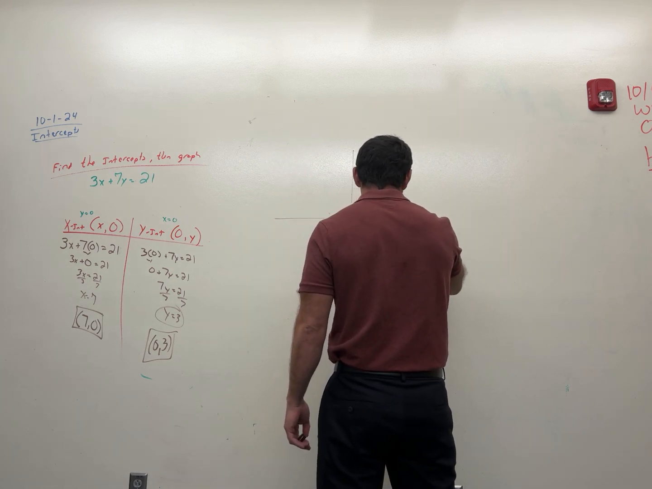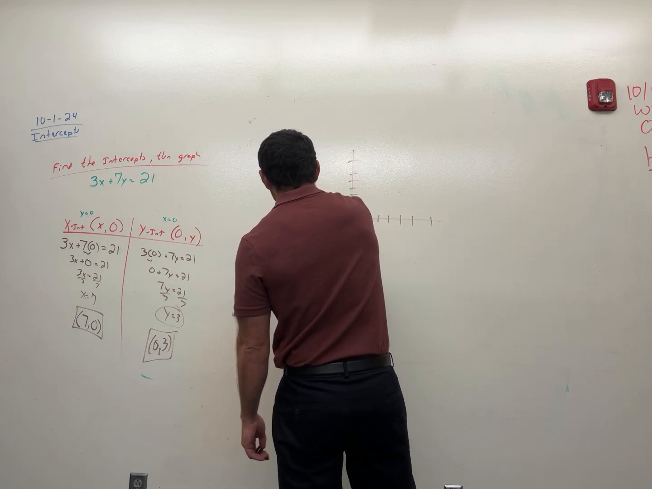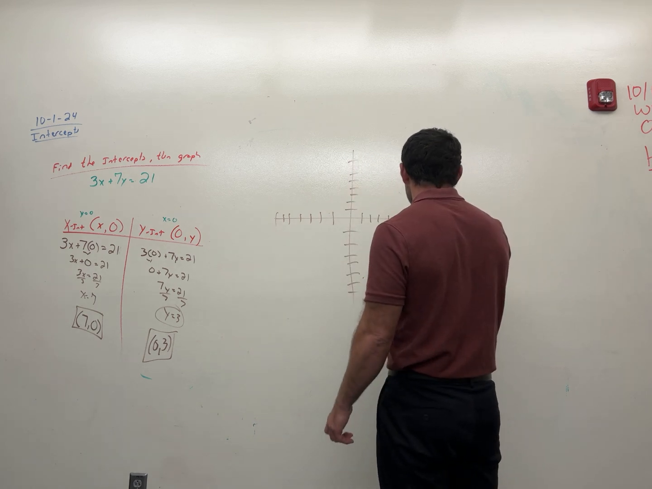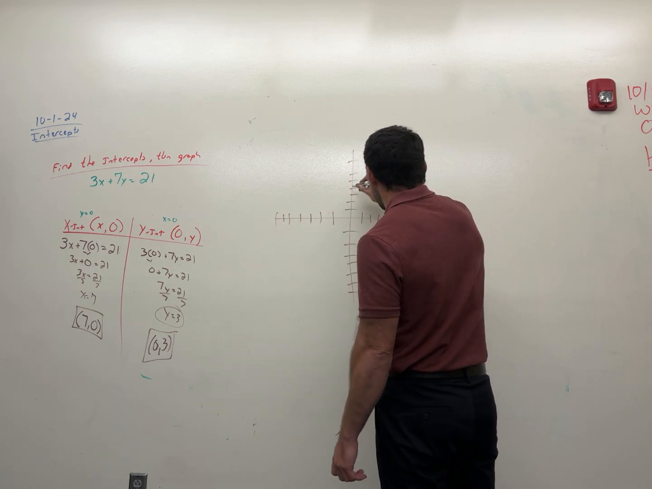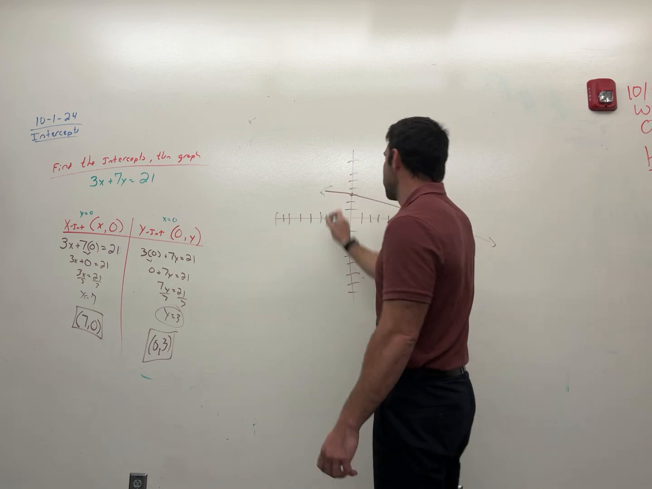1, 2, 3, 4, 5, 6, 7. And 7, 0. 0, 3. Now, stuff we're going to talk about tomorrow.